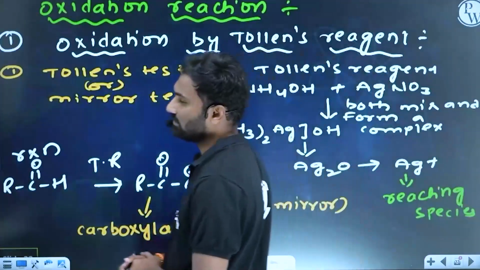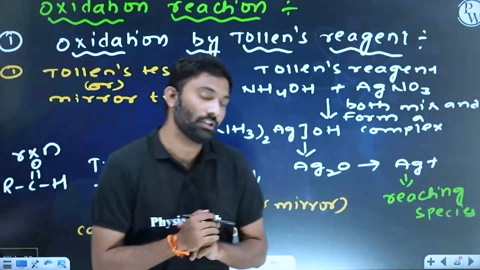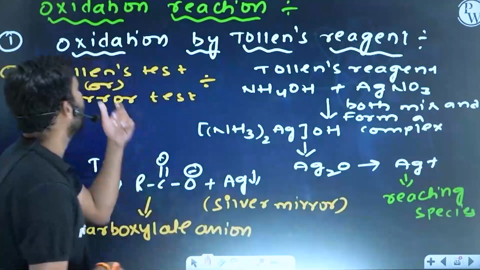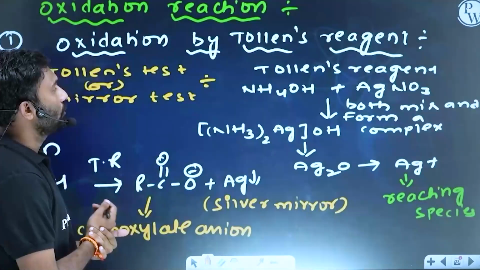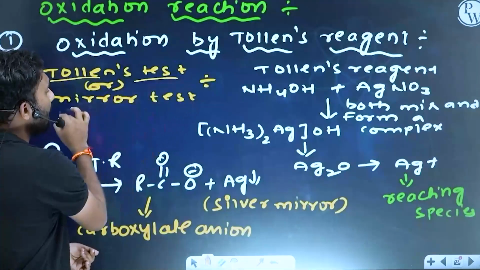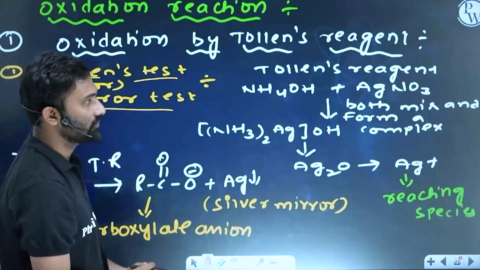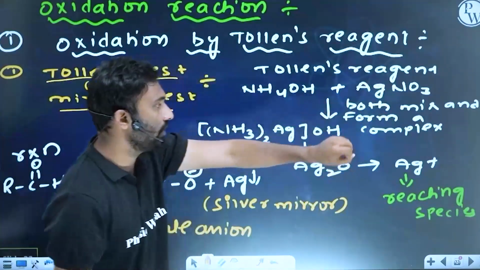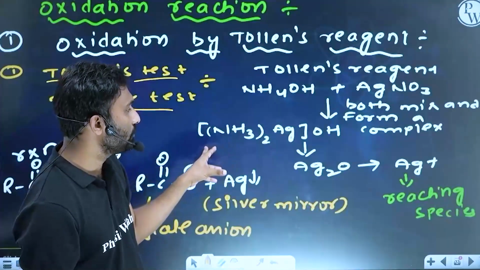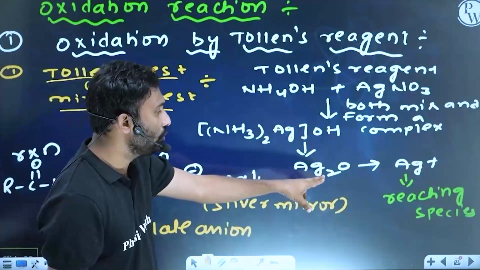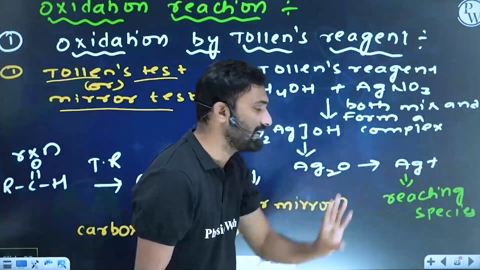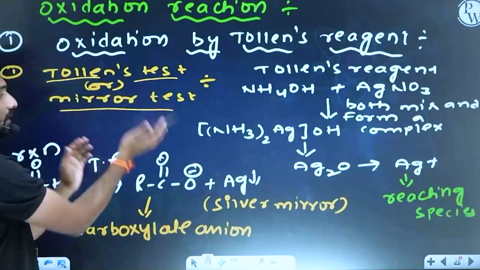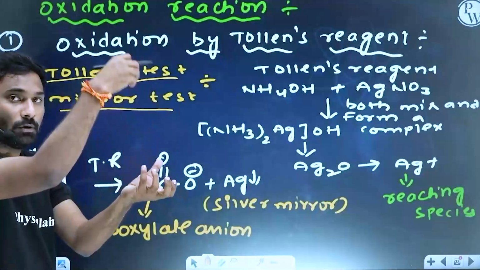Next, oxidation reactions. Now we have seen the reduction reactions, next oxidation reactions. Here first we are going to see the Tollens reagent. Now the Tollens test will be given by the aldehydes, the silver mirror test. Tollens reagent is ammonium hydroxide in the presence of AgNO3, both the mixture giving the complex. Now in this complex there is Ag2O, now this will give the Ag plus. Now this is the reacting species.